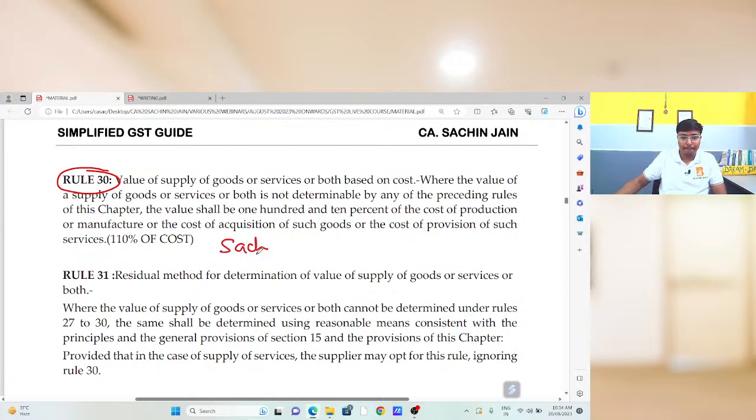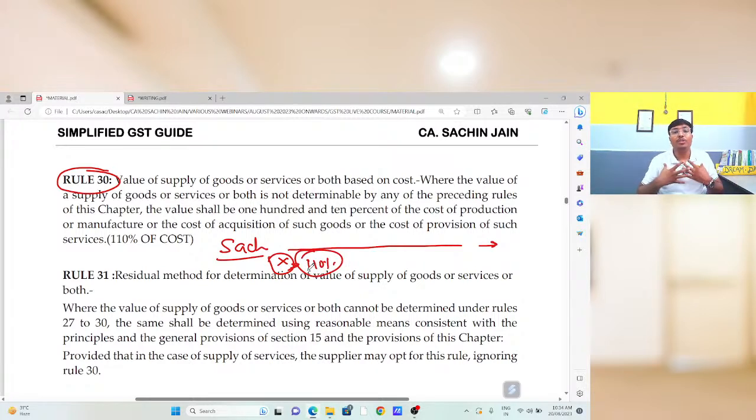Suppose I am going to make supply of a particular product X. In that case, I have the option that I may take 110% of cost. Suppose for that particular product, the costing at my end is 1 lakh rupees. In that case, 1 lakh 10,000 rupees will be the value of supply. If I am not able to decide from rule number 27, 28, 29, in that case, this is the rule, rule number 30. I can take reference of this rule. Okay, so this is the very basic principle. This is the very basic law, that when I am not able to decide from all these previous rules, in that case cost plus 10% I can take as my value of supply.